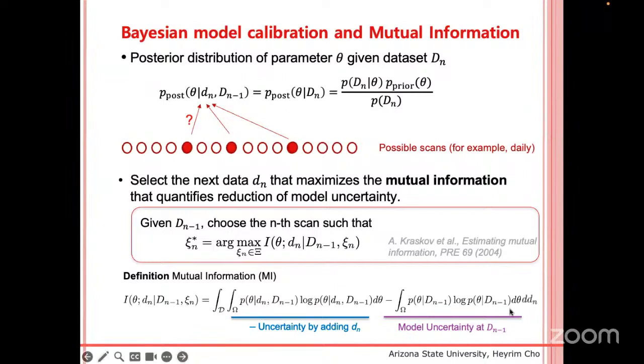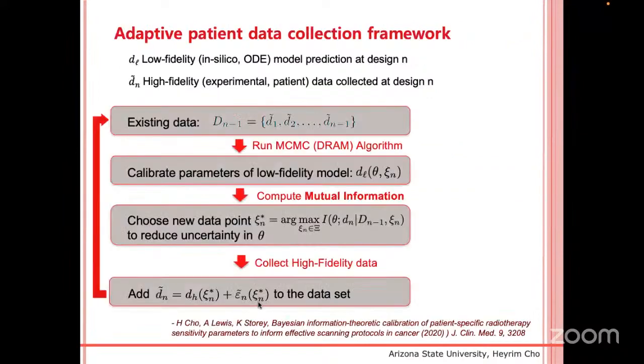the uncertainty reduction is called information gain. So if you look at this term, it's the uncertainty or the information at the d_{n-1}, minus the uncertainty by adding the next data point d_n. So it's really maximizing the reduction of uncertainty, or maximizing the increase in the information about the radiotherapy response.